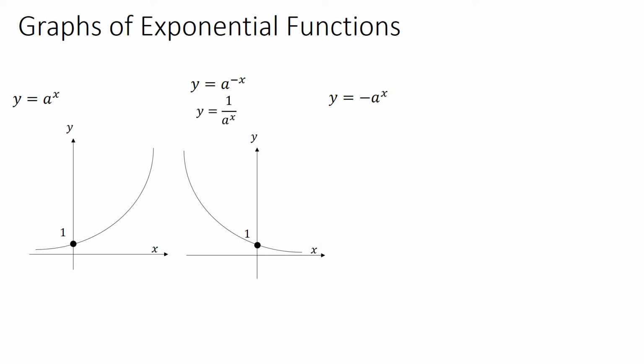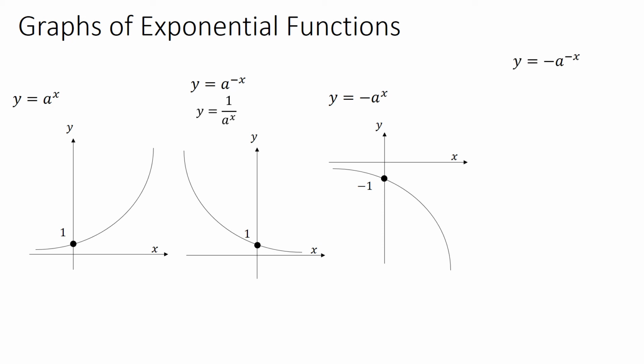So next one, if y equals negative a to the power of x, then this will be the graph. It is actually similar to the first graph, but it's a reflection along the x-axis, and it cuts the y-axis at negative 1.